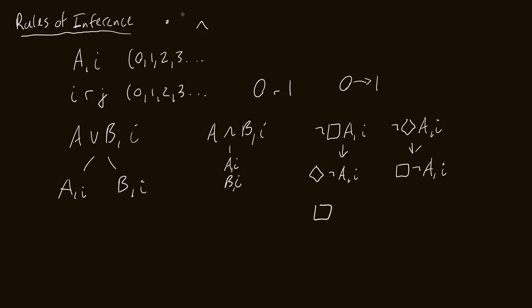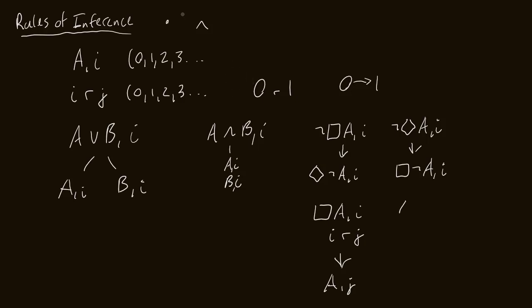If we have the case square A, I, and then we see I relates to J, what we can infer from this is that A is true in J. Now let's remember, what does square A even mean for the world I? It means that in every world that I accesses, A is true in those worlds. So if we have square A and I, and we know that I relates to J, then we know that A is true in J.